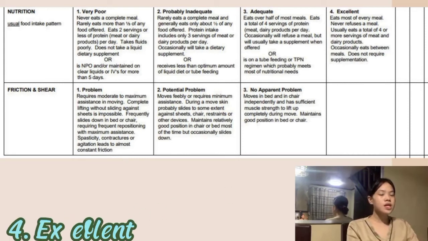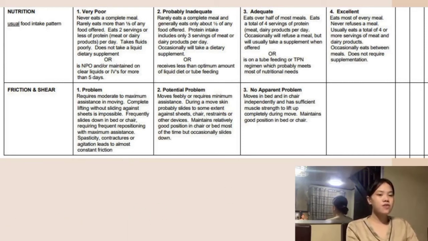Lastly, 4 indicates excellent. Eats most of every meal and never refuses a meal. Usually eats a total of 4 or more servings of meat and dairy products. Occasionally eats between meals and does not require any supplementation.